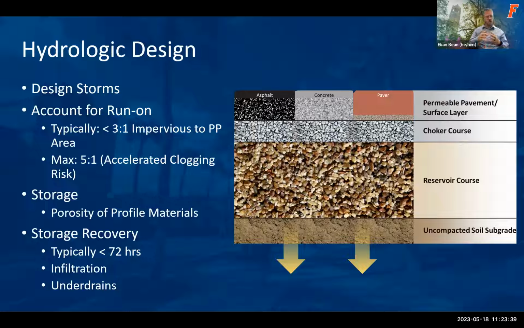So the storage that we calculate here is determined based off of the porosity within each of these layers above. The reservoir course is typically 30 to 40%. Choker course is typically around that as well. And then when you get into the pavements, they typically range from as low as 7% up to maybe as high as 20% for some of the poured in place materials.